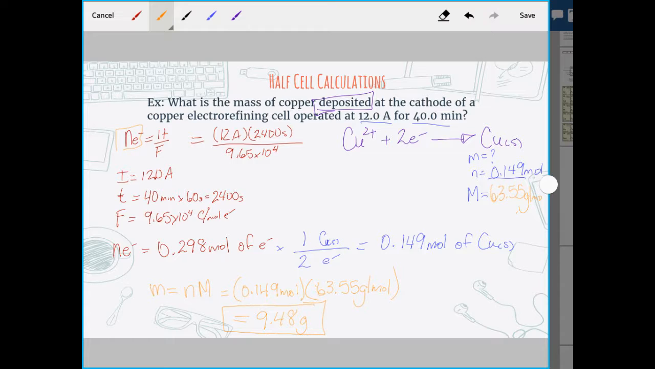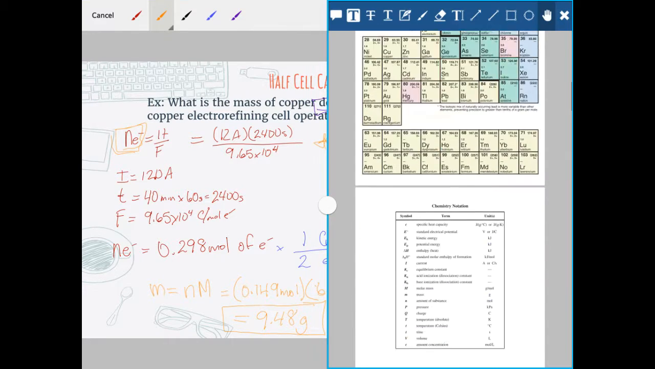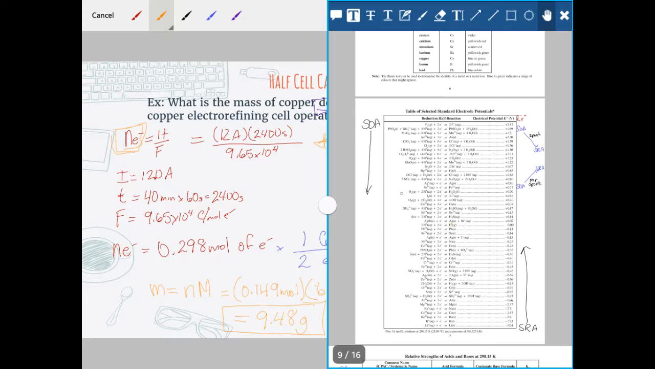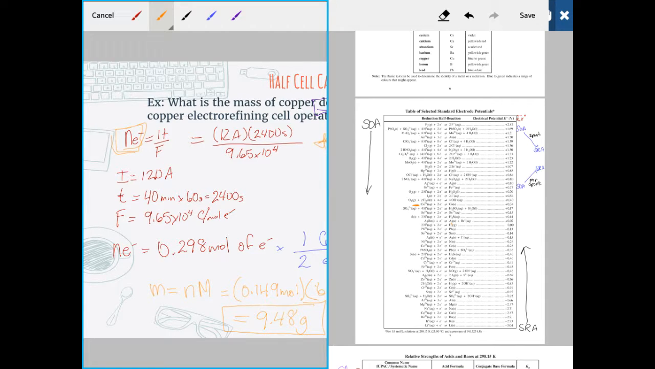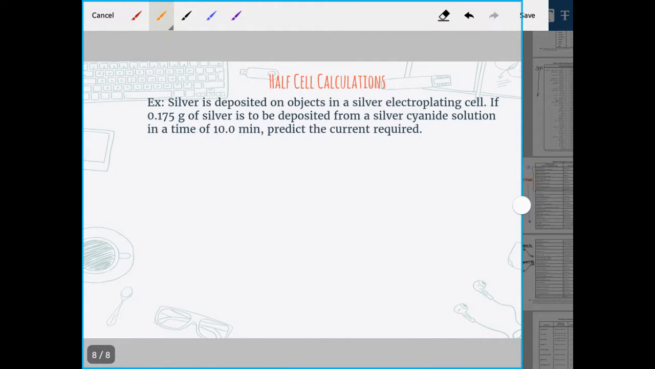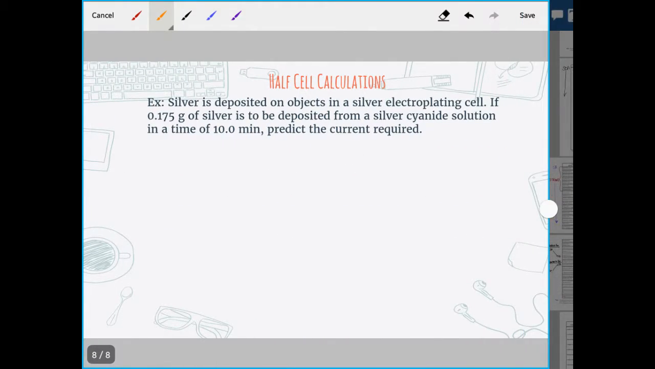Again, number of electrons is moles of electrons, and we get that mole ratio from our half reactions here. Now this half reaction, if you didn't know it right away, is off your chemistry data booklet. If you were to scroll to page 7 here, we see that our half reactions are here, and for copper, it's this one right here. So if you are unsure of that half reaction, it's simply off your data booklet. Now, these half cell calculations can be done for both voltaic and electrolytic cells. It can be used in both types of cells. Let's continue to look at a few examples here.